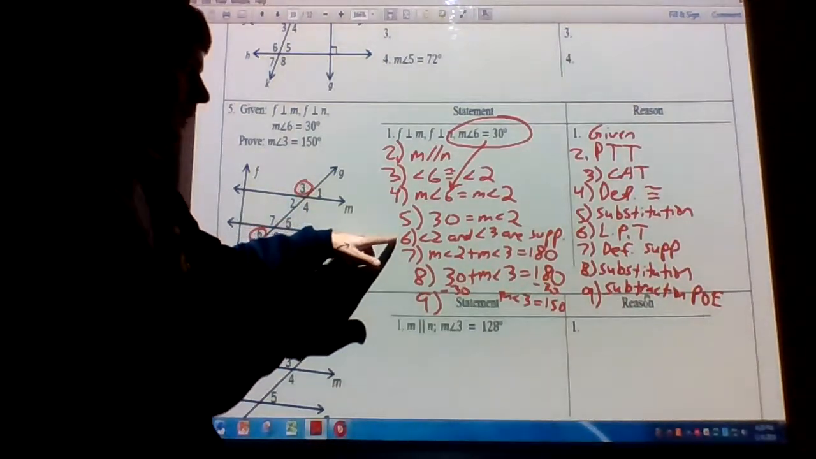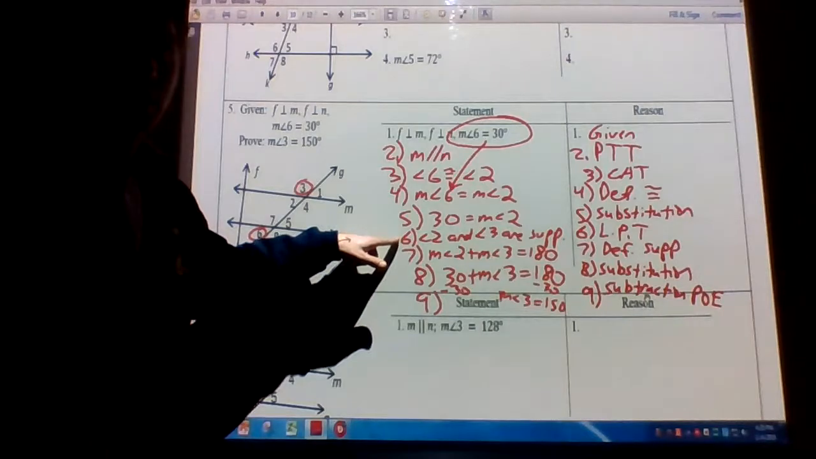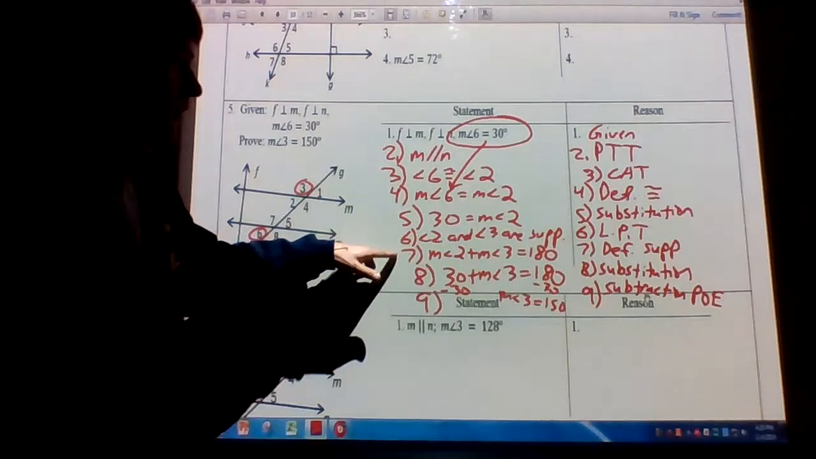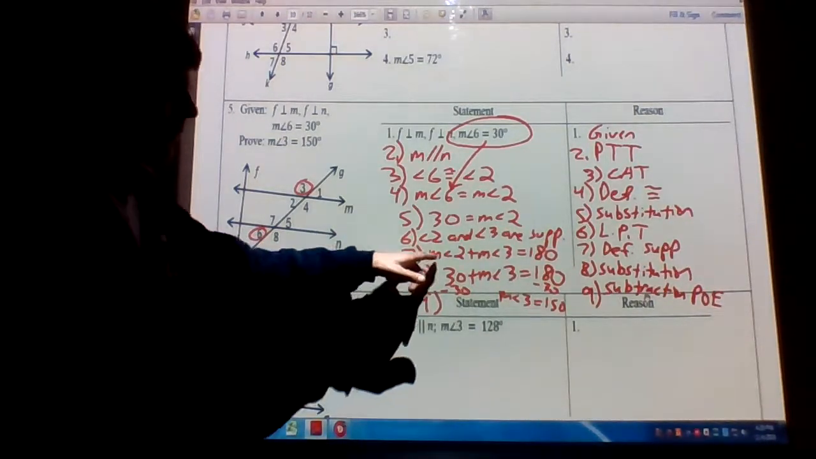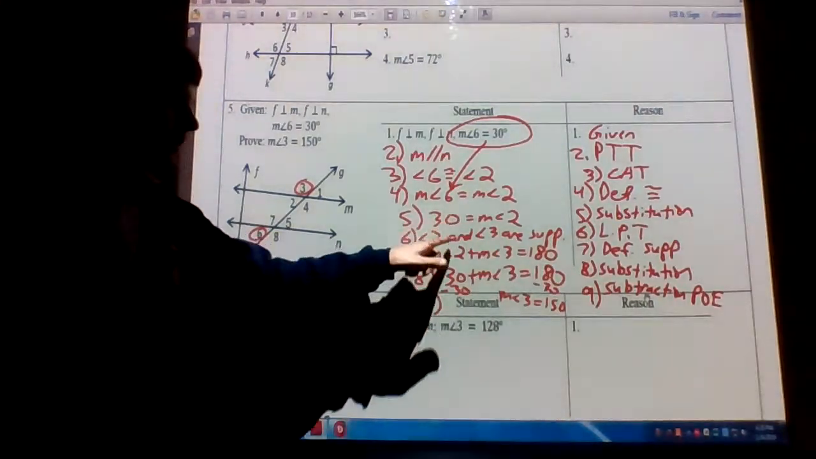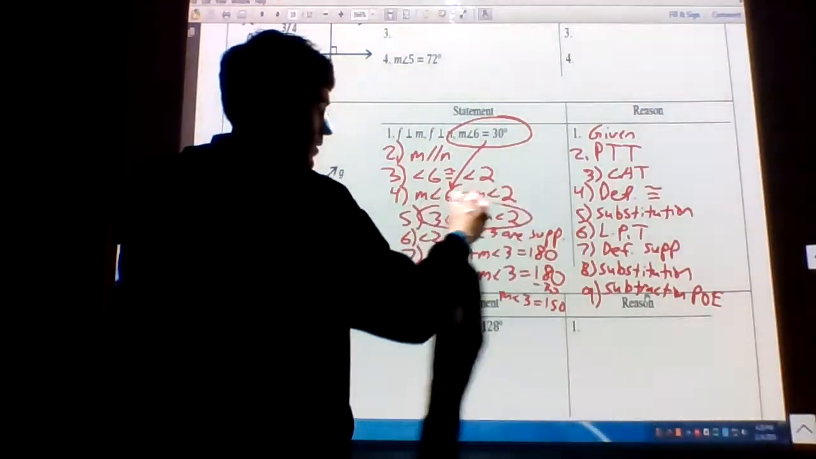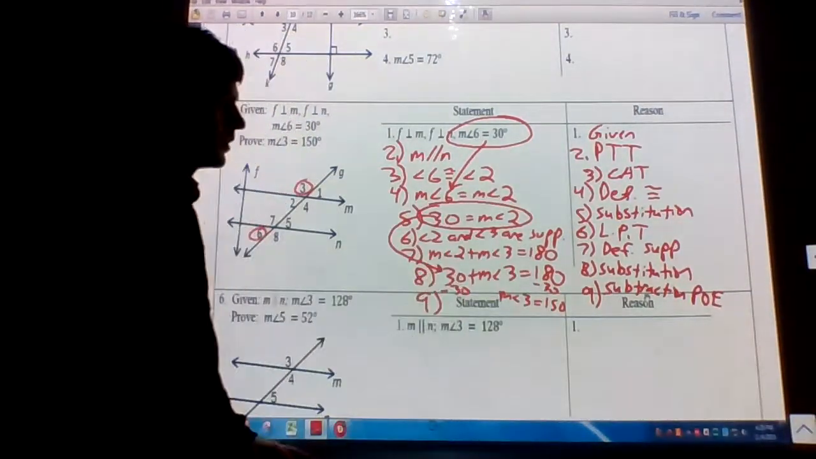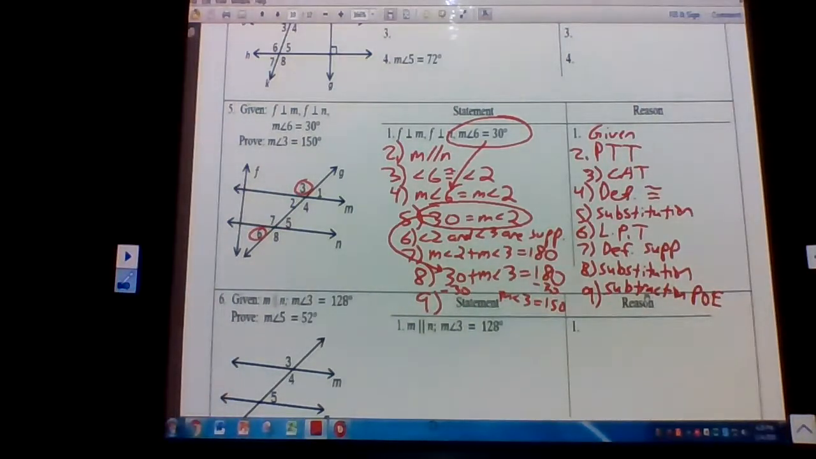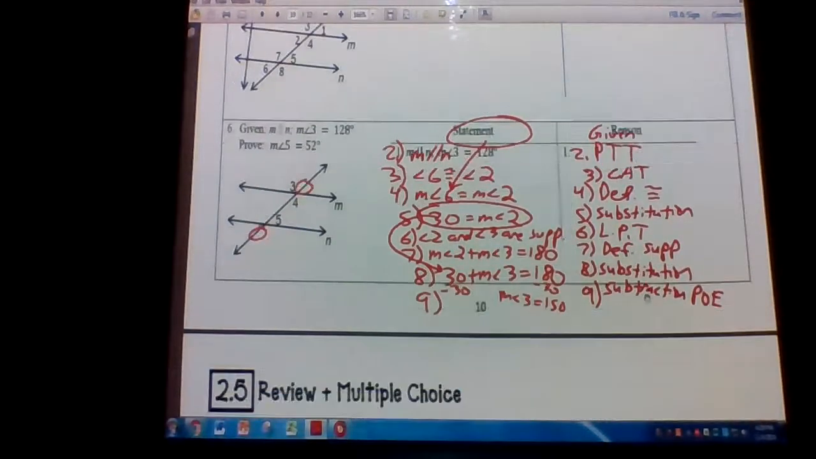So those are supplementary. By the linear pair theorem, linear pairs are supplementary. The definition of supplementary tells us those angle measures add up to 180. We can substitute in the 30. And then we subtract 30 from both sides, and we get the measure of angle 3 equals 150. Now the last one here.